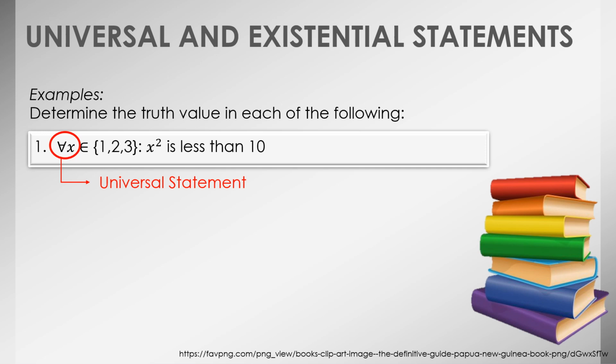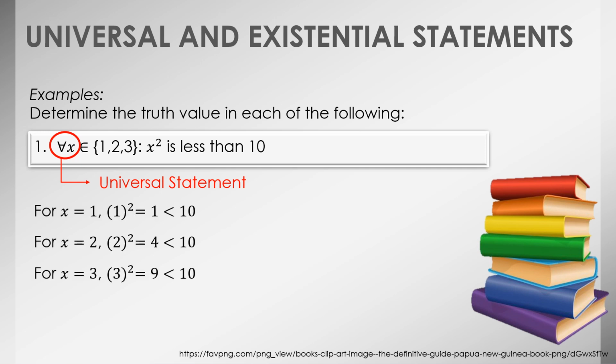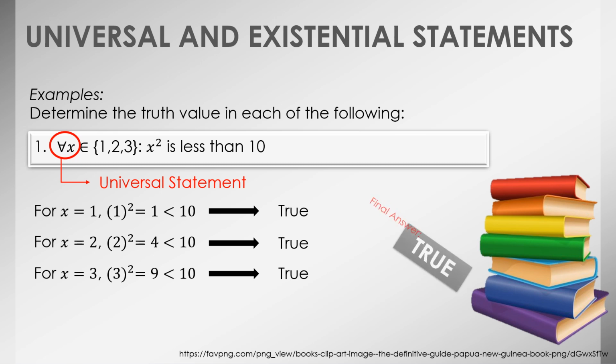In the given statement, the values given for x are 1, 2, and 3. Substituting these values to the statement x squared is less than 10, we have this. Note that as seen in the calculation, all the resulting values of x squared are less than 10. Hence, for every value of x, the statement is true. Thus, since the property applies or is true to all values of x, the given universal statement is true.